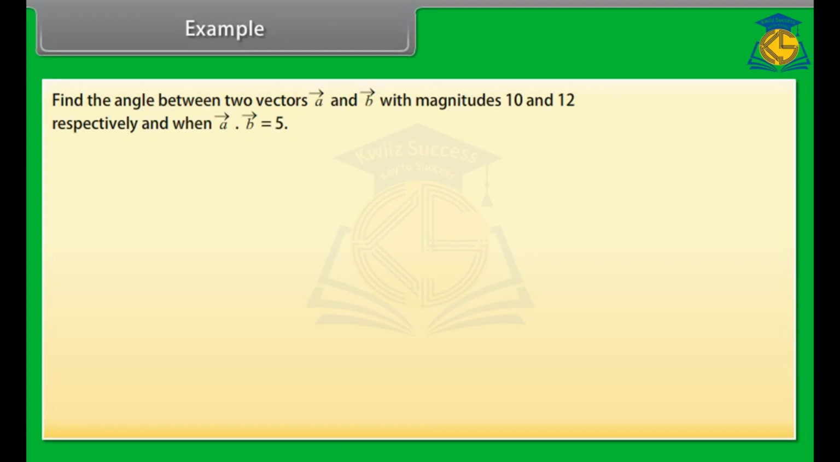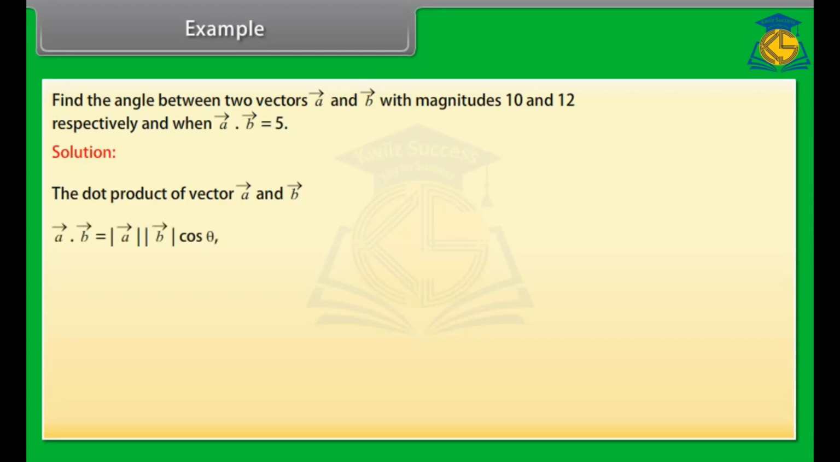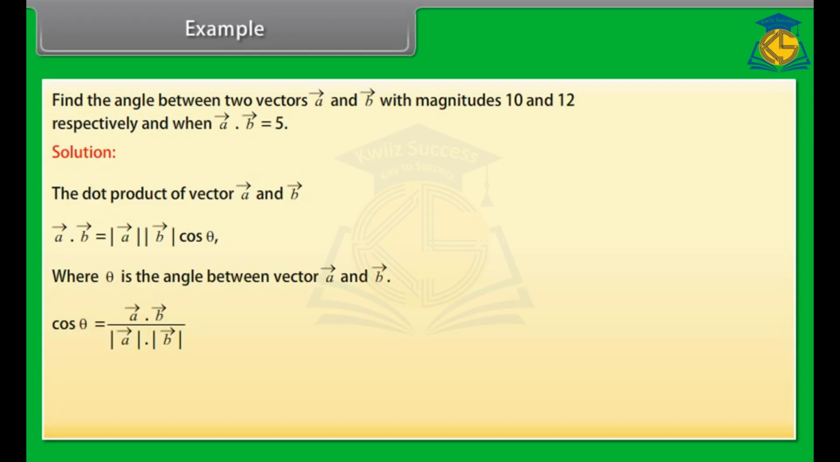Example. Find the angle between two vectors A and B with magnitudes 10 and 12 respectively, when the dot product of vectors A and B is equal to 5. Solution. The dot product of vectors A and B is the magnitude of A times the magnitude of B, multiplied by the cosine of the angle between A and B. Cos theta is equal to the dot product of vectors A and B divided by magnitude of vector A into magnitude of vector B. Theta equals cos inverse of the dot product of vectors A and B divided by magnitude of vector A into magnitude of vector B.